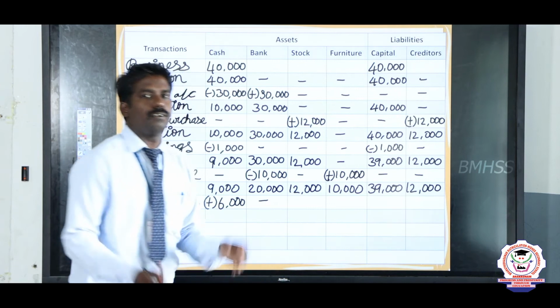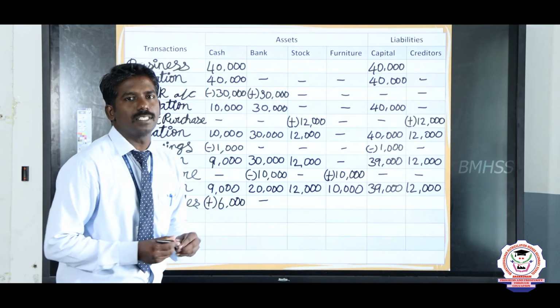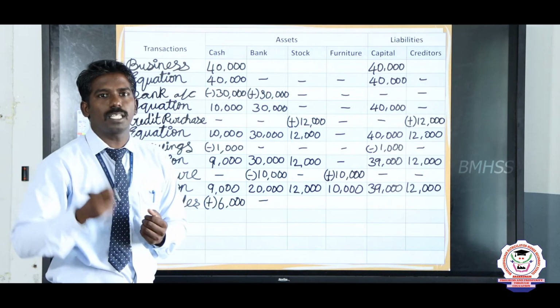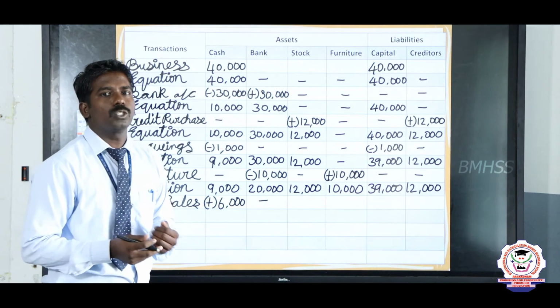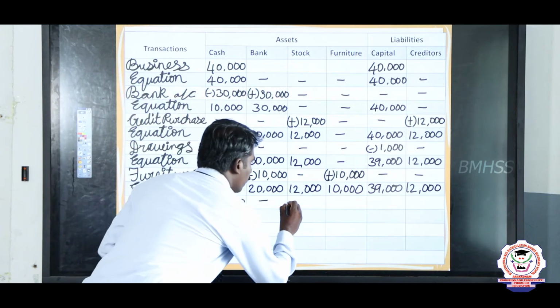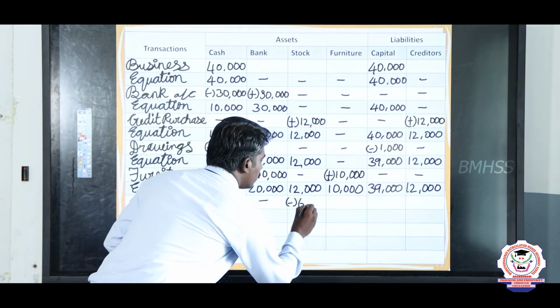In stock we have 12,000 rupees worth of stock. From the 12,000 rupees we took 6,000 rupees worth of stock and gave it to Murugan. So we lost 6,000 worth of stock. So write less 6,000 rupees.